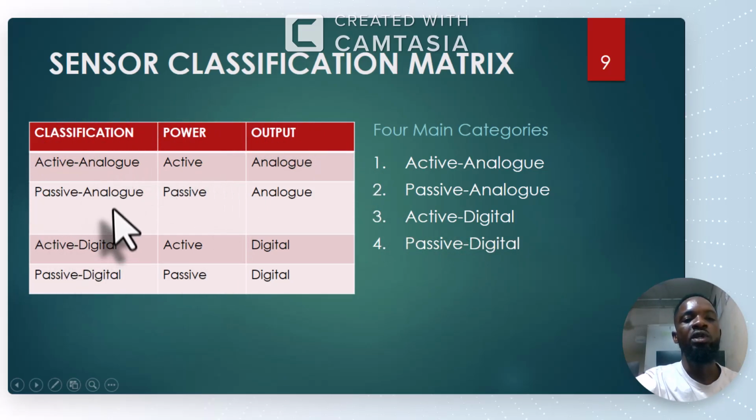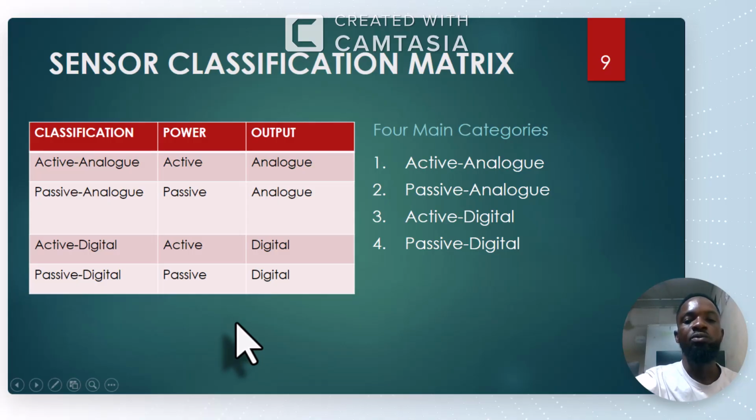So when you consider this table here, you can see the classification, we see the power, and then the output as well. So we have the active analog, and then the power is active, and then the output is analog. And then we also have the passive analog, the power is passive, and then the output is analog. And then also we have the active digital, the power is active, and the output is also digital. And then the last one also. So basically, these are the 4 main categories of sensors. So any question from here, then we proceed.